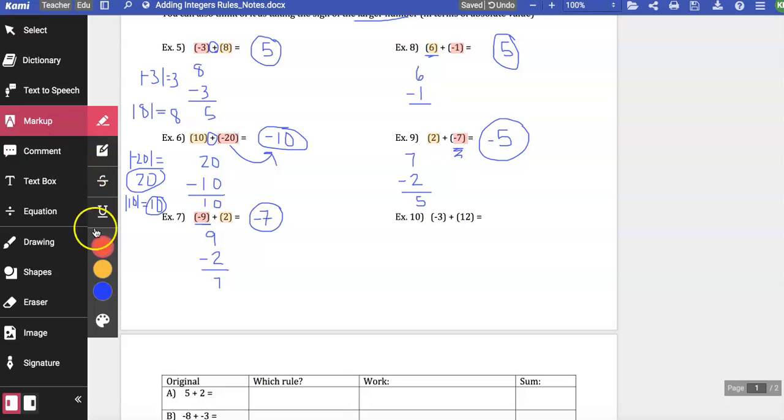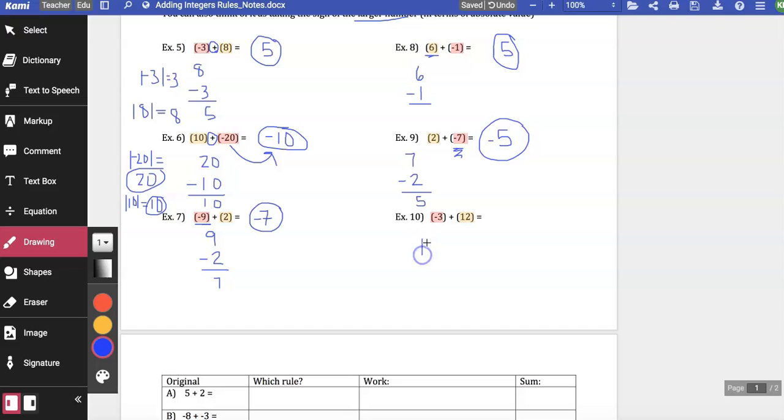I go to my markup tool, my highlighter, I'll highlight the negative number in red, so I think of my integer chips, and then I highlight the yellow integer, which is the 12. Signs are different. This is a negative, this is a positive. Signs are different, we subtract. So 12 minus 3, we get 9. And what do we have more of? Do we have more negatives or more positives? We have more of the positives, so our answer is a positive 9.